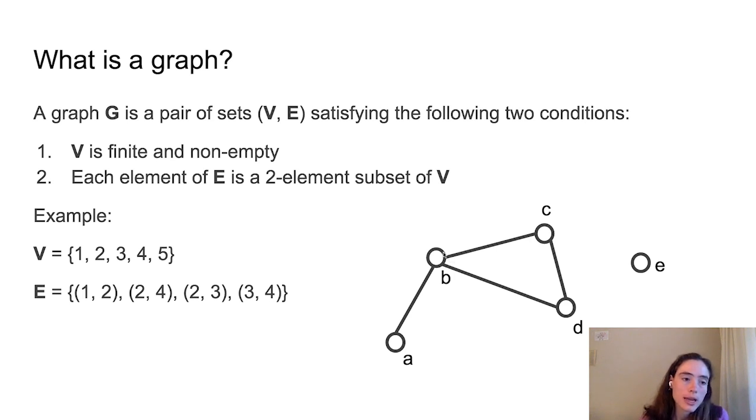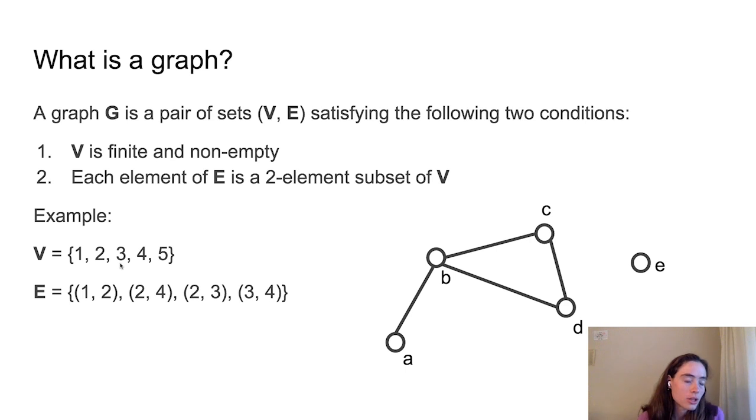Vertices that are connected by an edge are called neighbors. So A is a neighbor of B, and C and D are also neighbors of B. And we let the degree equal the number of neighbors a given vertex has. So you can just count the number of edges coming out of a vertex to get the degree. So for example, B has degree 3, A has degree 1, and E has degree 0.